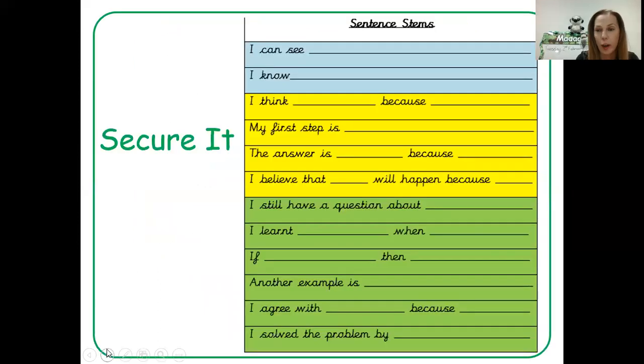Then I would like you to do a sentence for how you knew the secure it today, not for the deepen it. So how do you know what the answer is? What did you have to do to solve it? So you could say the answer is this, add this amount of tens because, or you could say I solved the problem by, what did you do first of all to work it out? And then you could say another example is, if you found one way, you could use another example for your second one.